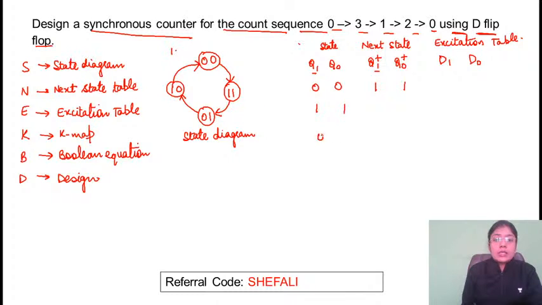Write down all the states. These are the possible states. Now for 1, 1, what is the next state? It is 0, 1. For 0, 1, next state is 1, 0. For 1, 0, next state is 0, 0. So this is how we have constructed the next state table. यहां तक कोई डाउट?